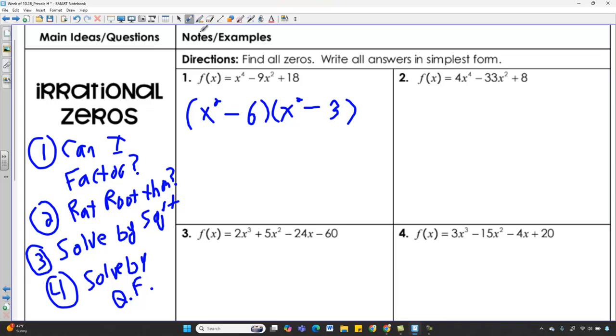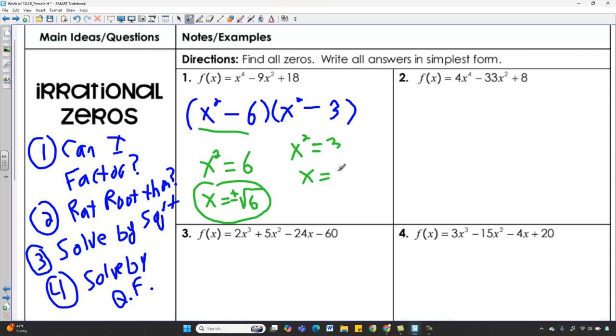So in this case, now we're just reviewing, we're remembering that we could just set this to 0, which means that we'd have x squared equals 6, and we'd have x equals plus or minus the square root of 6. And that's it. We found 2 roots right there. That's 2 roots, by the way. And that means that x squared equals 3. That means that x equals plus or minus the square root of 3.